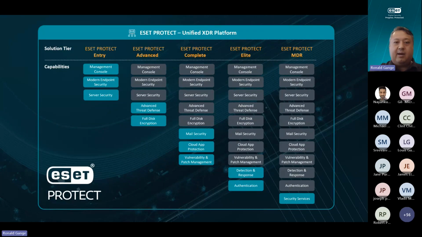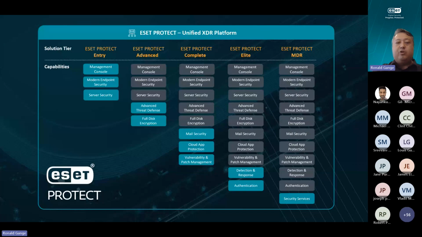So with Elite, which is probably, for Essential 8, our hero product, you don't just have top-level endpoint security and server security. You also have advanced threat defense against zero-day threats. You have full disk encryption for privacy. You have mail security. We also protect cloud applications like Microsoft Office 365, as well as now Google Workspace.